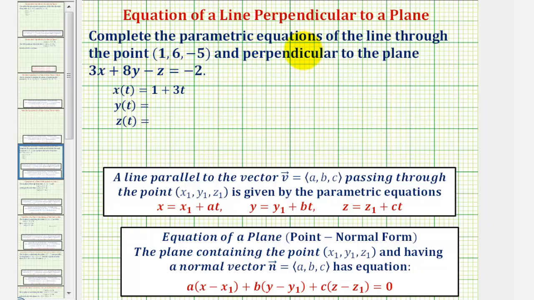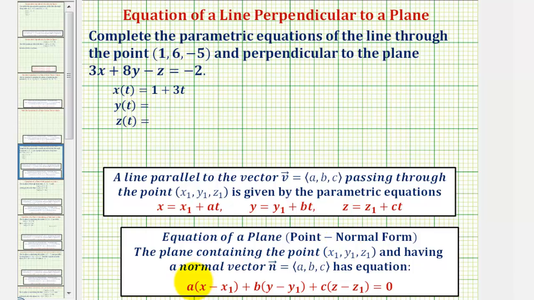We want to complete the parametric equations of the line through the point (1, 6, -5) and perpendicular to the plane given by the equation 3x + 8y - z = -2. We're looking at the point normal form of the equation of a plane that contains the point (x1, y1, z1) and has a normal vector n with components a, b, and c, which has an equation as we see here.